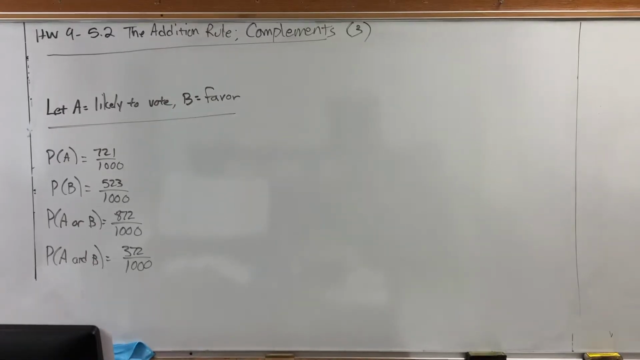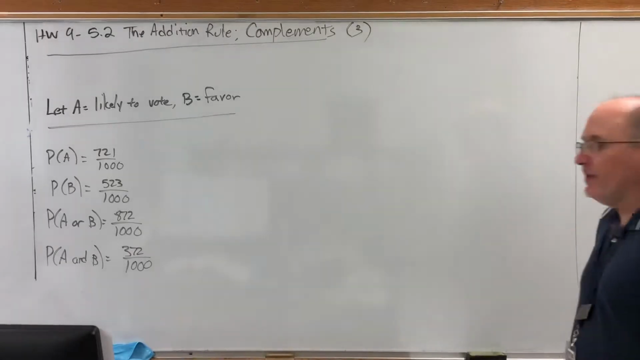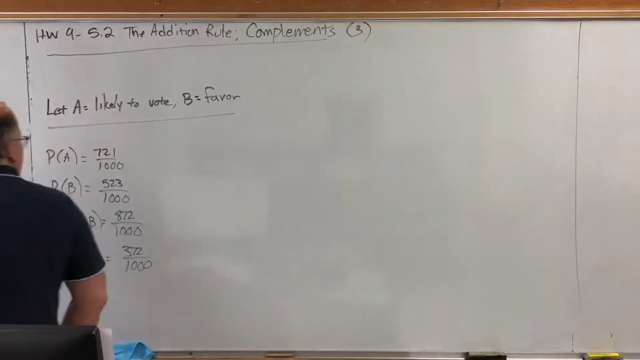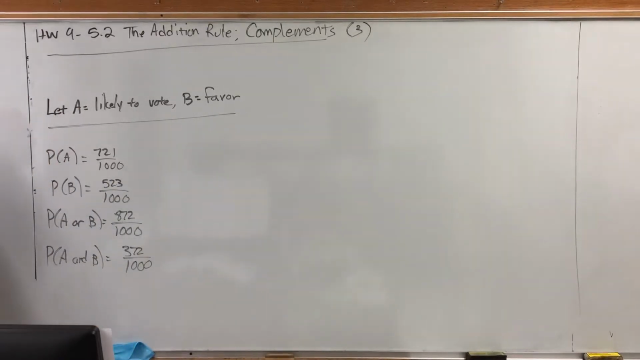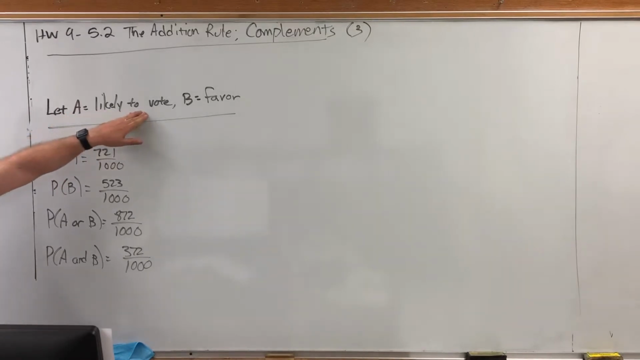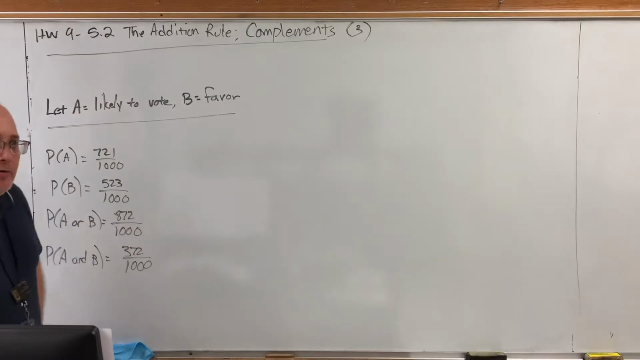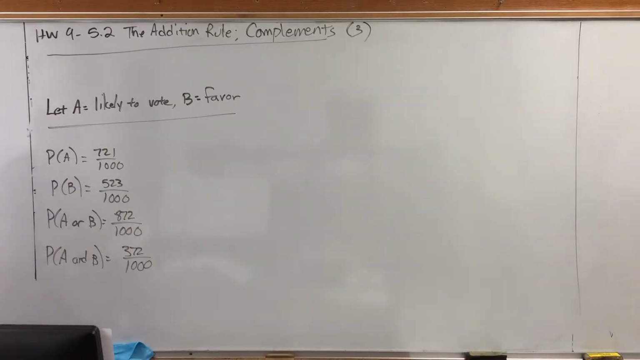Section 5.2, the addition rule, complements video 3. In the previous video, we saw a contingency table and calculated some probabilities. I've summarized them here, but I'm going to use two capital letters to represent the events that we looked at. A is the event that a person was likely to vote, and B was the event that a person favored the bill or the proposition that was being voted upon.